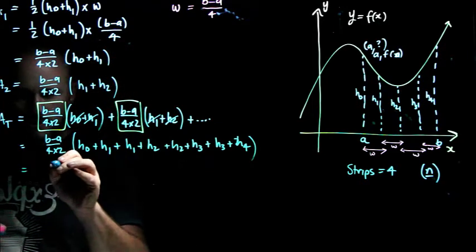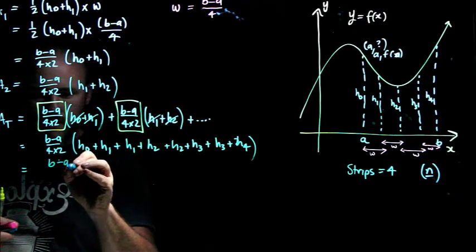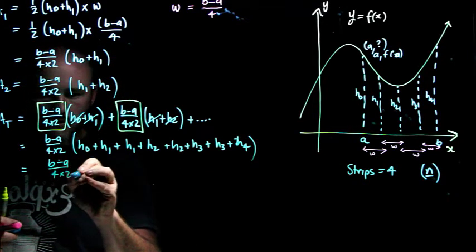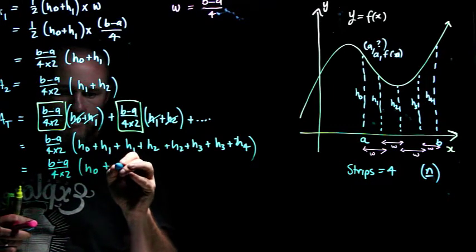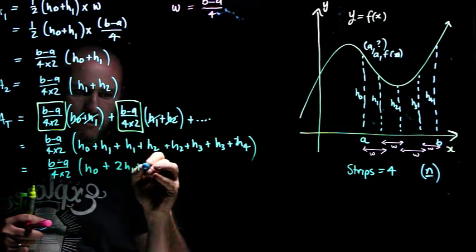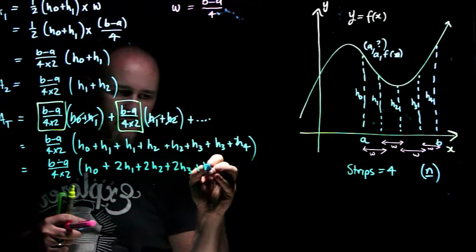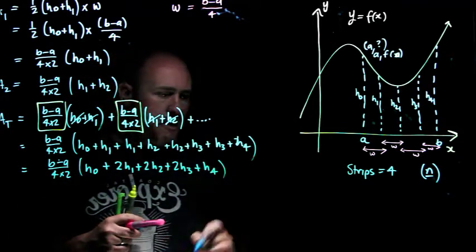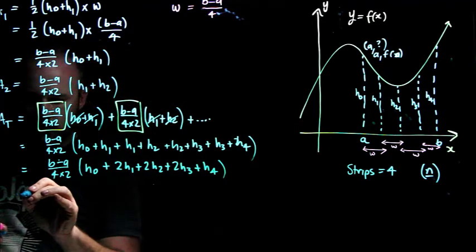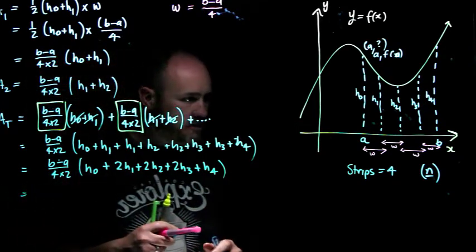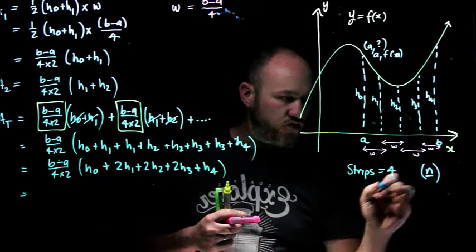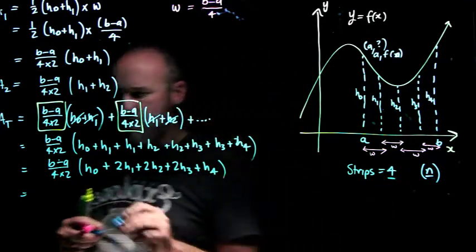So it still looks pretty complex, but let's simplify that. (b minus a) over 4 times (2h0 plus 2h1 plus 2h2 plus 2h3 plus h4). And my last little simplification before I show you some really generalised versions of this is, we started with 4 strips. What if we started with n strips?